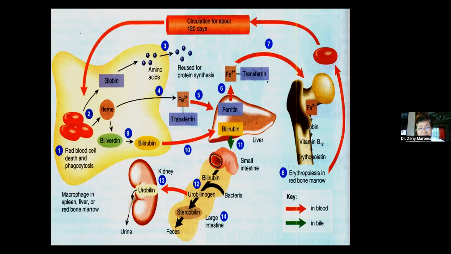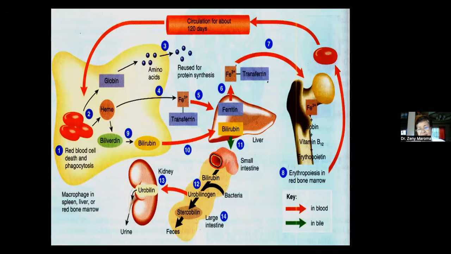Okay, and then the bilirubin goes to the small intestine and is absorbed in the bloodstream and excreted in the urine by the kidney in the form of urobilin to give color to the urine. That's why, what is the normal color of the urine? It's yellow, amber in color.